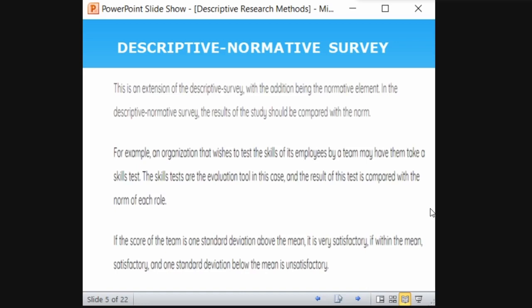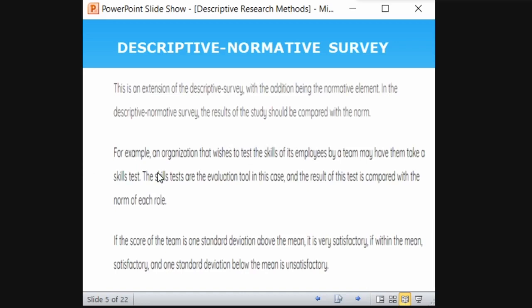In the previous example, we saw a survey as the research tool, research instrument, or a questionnaire as the tool. Here you see the skill test, because here the aim is to determine the skills of the employee. So here the skill test is the evaluation tool, and the result of this is compared with the norm of each role.